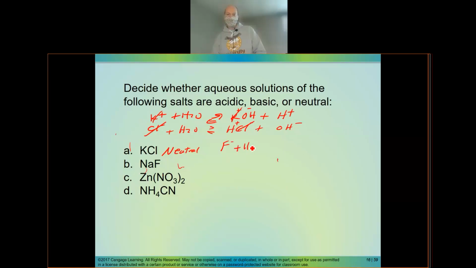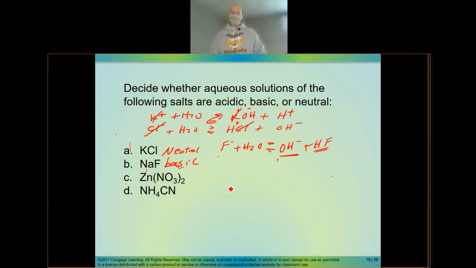The F minus plus H2O gives you your OH minus and your HF. HF is a weak acid. It doesn't break up completely into H plus and F minus, so the F minus would cancel. It stays just as written, which means you are going to get some OH minus. This is basic.